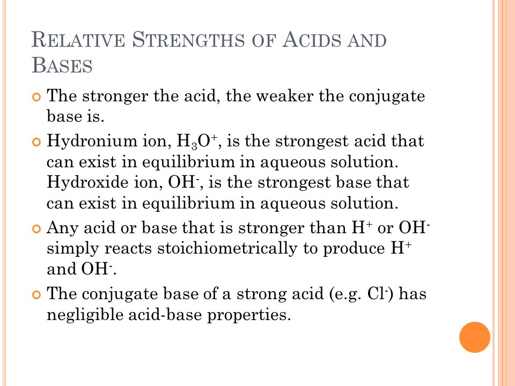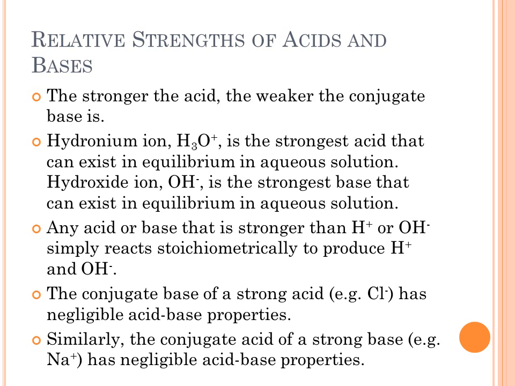The conjugate base of a strong acid, like chloride, is the conjugate base of hydrochloric acid. Those ions are pretty neutral. Negligible acid-base properties are like sodium ion compared to sodium hydroxide or something like that. And so if you look at sodium ion, it's from sodium hydroxide, which is a strong base and has negligible acid-base properties as well.